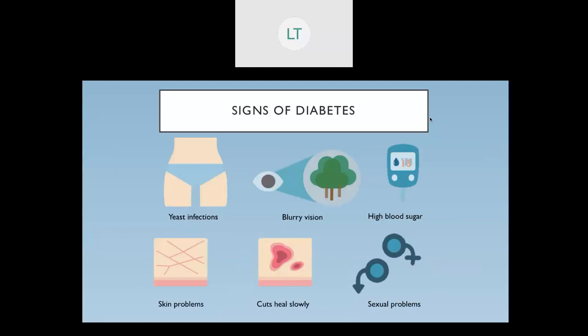Some other things you might notice are an increase in frequency of yeast infections, blurry vision, changes to your skin or skin issues, cuts that seem to heal really slowly, sexual problems, or a high blood sugar reading if checked on a glucometer.